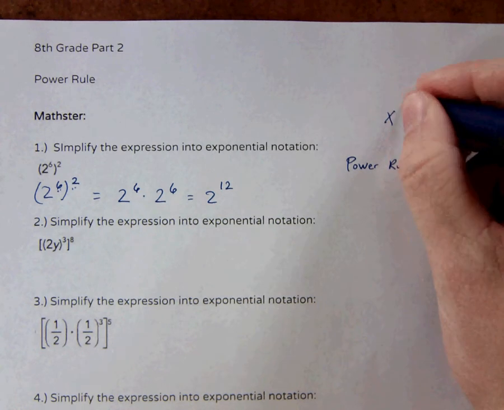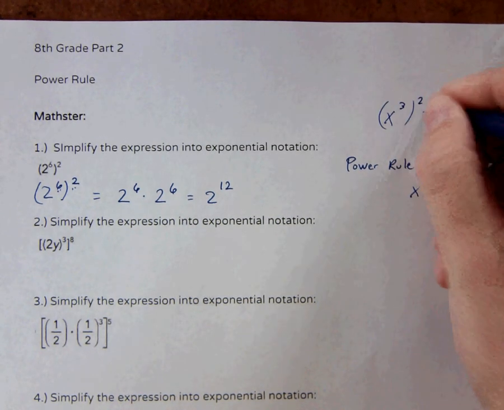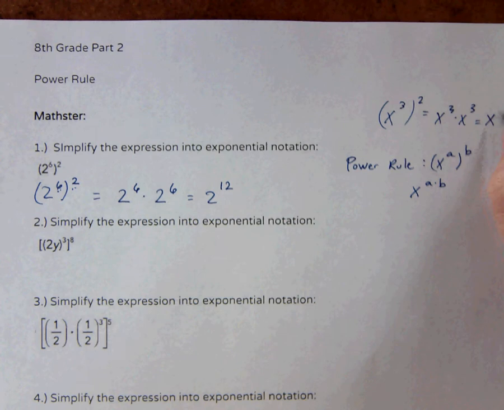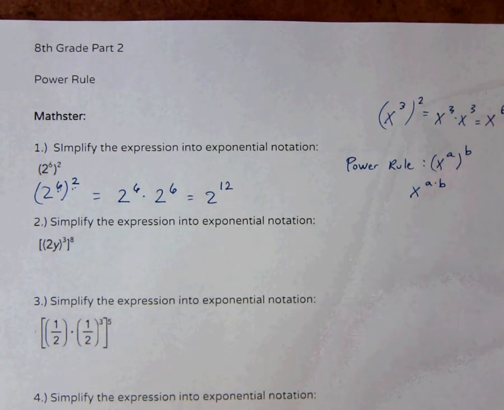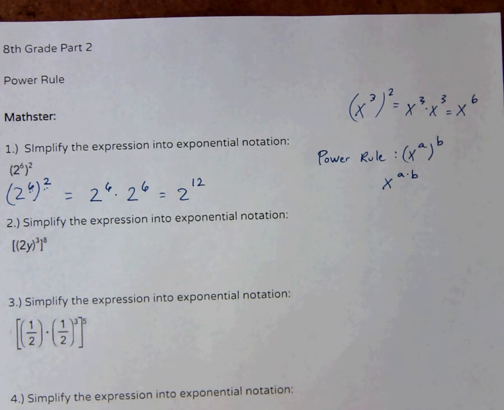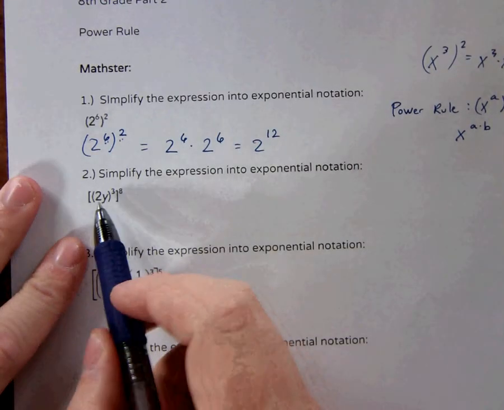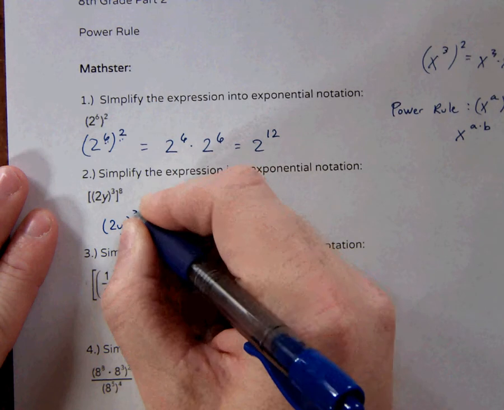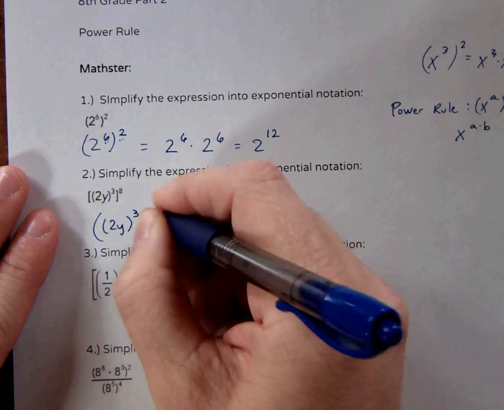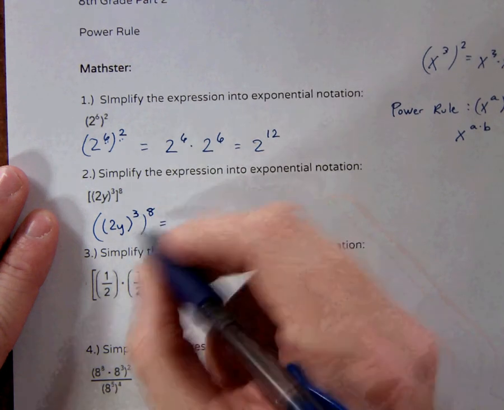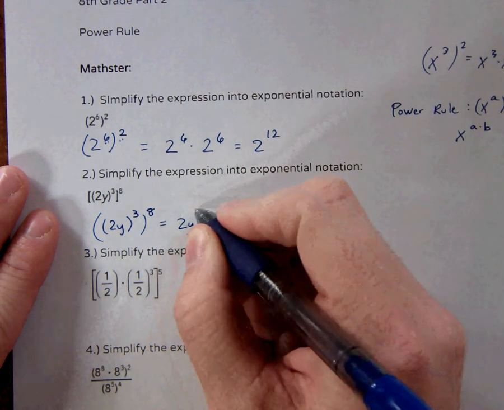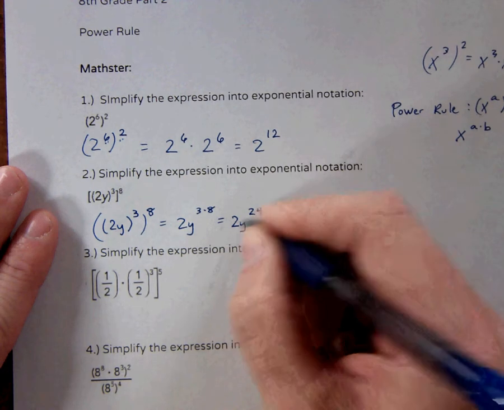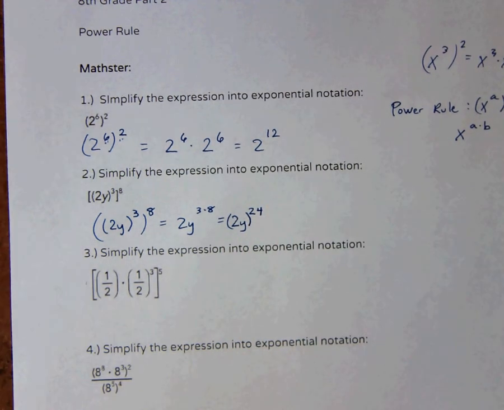Or if I do x to the 3rd power raised to the 2nd power, that's the same thing as x cubed times x cubed. 3 plus 3 is x to the 6th, or 3 times 2 is x to the 6th power. So if we use that thought process, going down the line, (2y cubed) raised to the 8th power, and I know this is hard to see, so (2y cubed) raised to the 8th power, well, this is just going to be (2y) to the 3 times 8, which is 24, so (2y) to the 24th power. And I want to make sure that I keep my parentheses around that one.